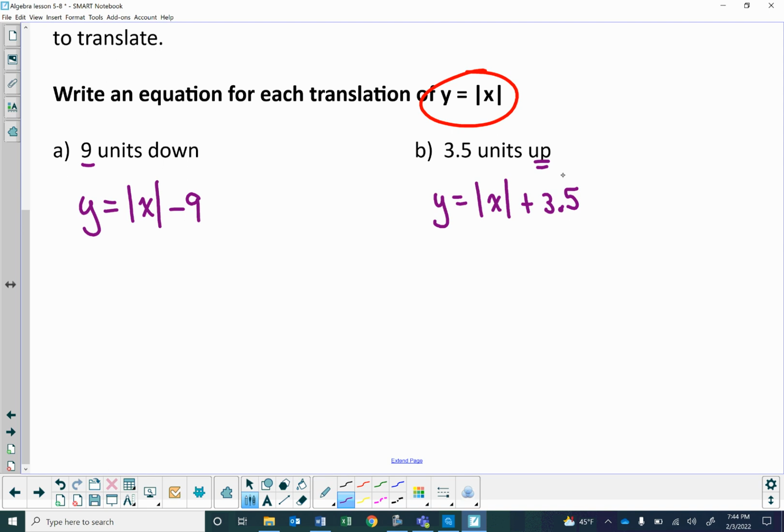Vertical translations are very simple. They do exactly what your brain thinks they should do. If you go down, if you're going negative, you're going down. If you're going positive, you're going up. And that means that the only thing in the absolute value symbol is your x. The number comes outside of the absolute value, and that tells you that it's a vertical translation up or down. Okay, which means I can graph these fairly simply.